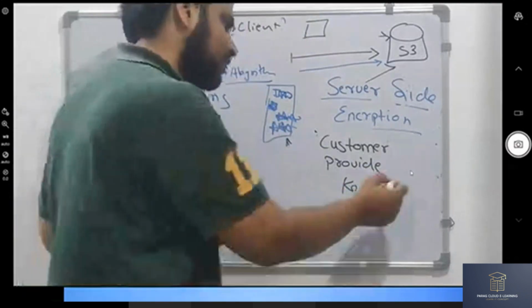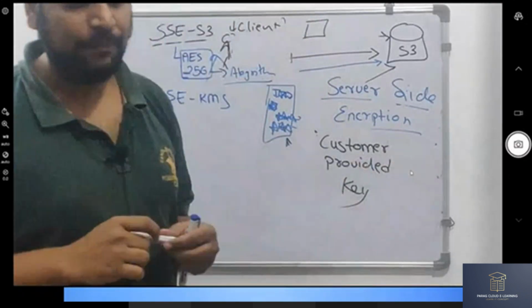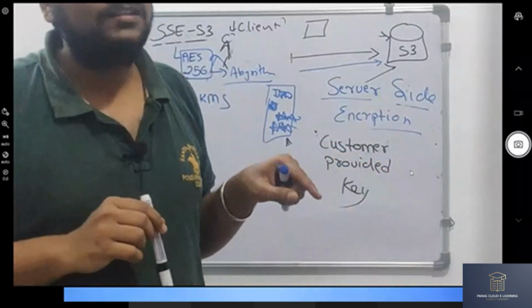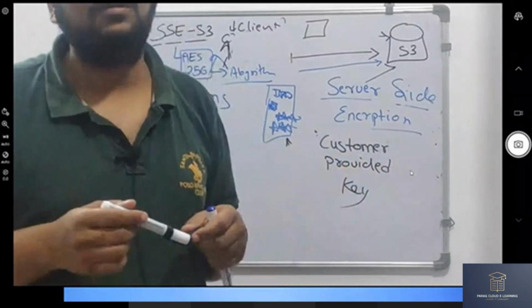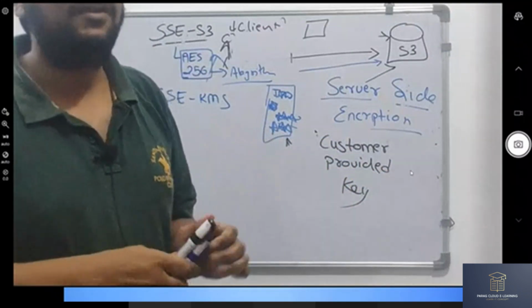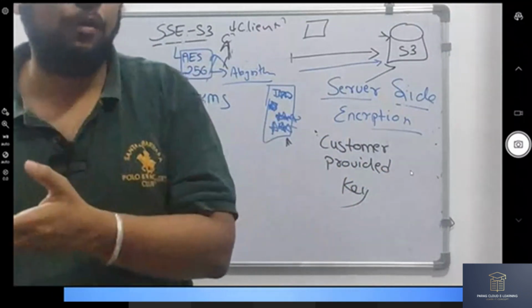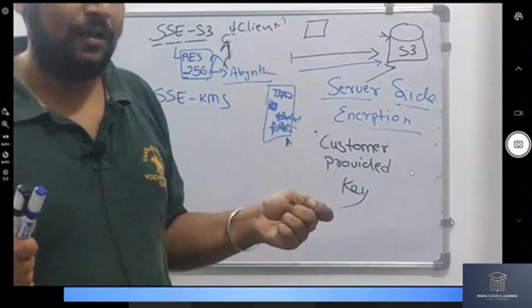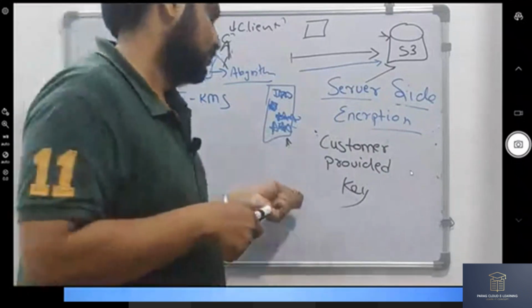Customer provided key. That means you are not trusting that keysmith. You are not trusting that keysmith that he will create a good key, or you are not trusting the bank itself. What you can do, you can create your own key from your own keysmith and bring the key to the bank and use it.